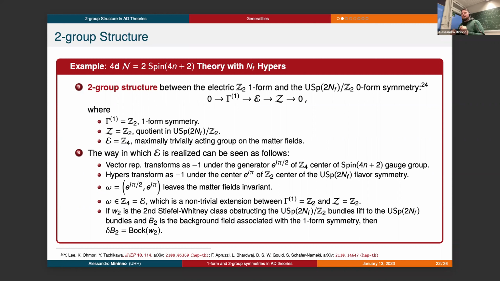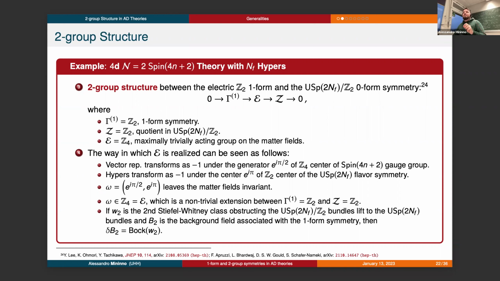However, this is not the whole story. What you need to check, once you have identified this element, is the second Stiefel-Whitney class that is obstructing the flavor symmetry group bundle, obstructing the lift of this bundle to the USp, and then also defining the B2 as a background field for the one-form symmetry.